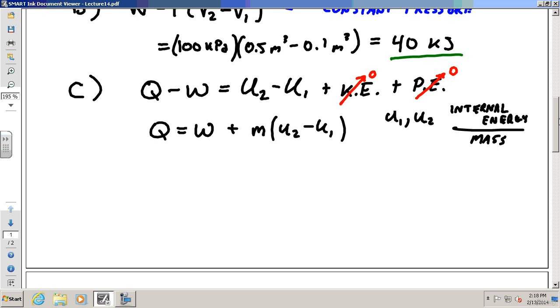Okay, well, let's fill in what we know, or let's figure out what we can get here. We've got the work, right? The work is 40 kilojoules. That goes right there. So we've got that number. That's 40 kilojoules of work.